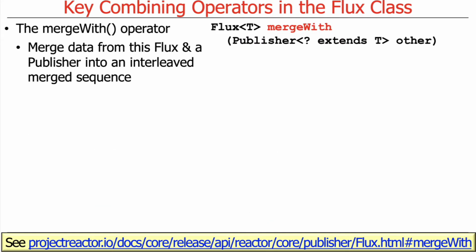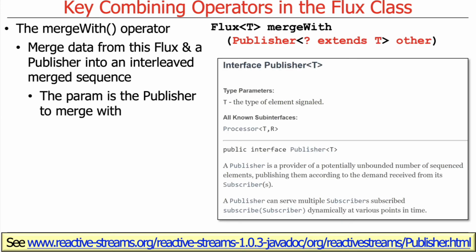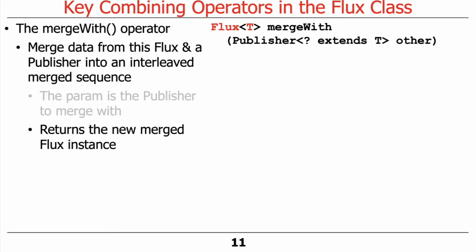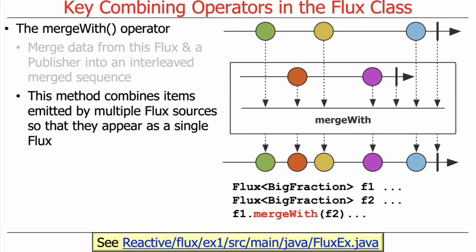So the next thing we're going to talk about is the mergeWith operator. This is going to merge the data from the calling Flux, whatever Flux is calling mergeWith, with a publisher passed as a parameter. The parameter that's passed in is the publisher we want to merge with, and we end up getting back a new merged Flux instance. So what the heck does that mean? Well, it's actually pretty simple. It combines items from different Flux sources so they appear as a single Flux.